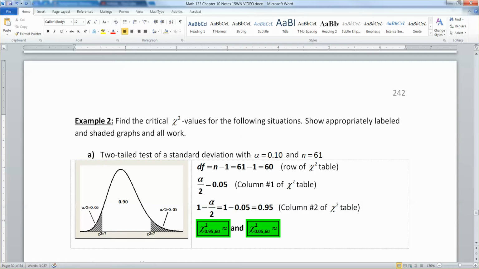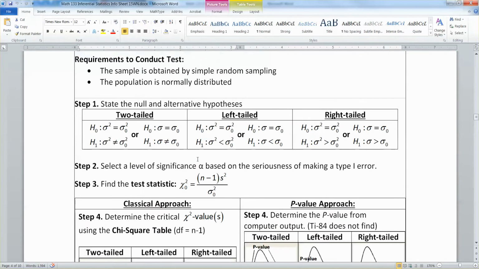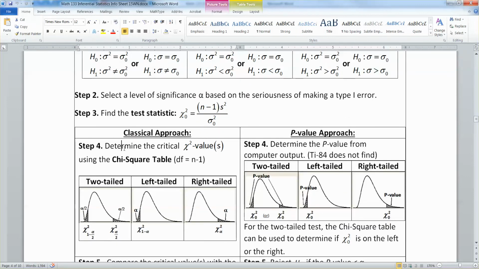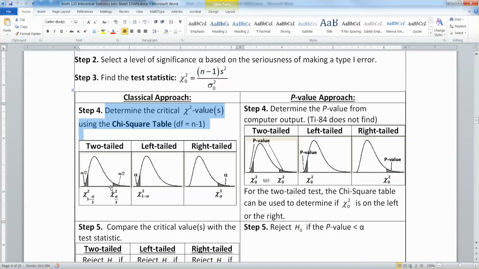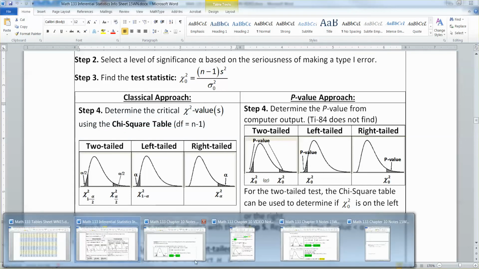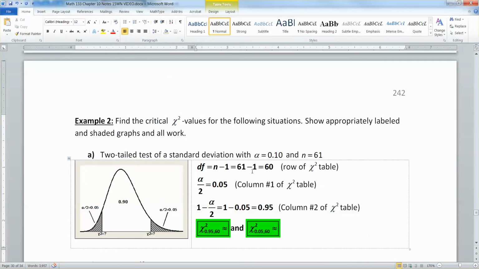Okay, so let's see here. We have a two-tailed test of a standard deviation with alpha equal to 0.10 and n is equal to 61. So for a two-tailed test, let's go look at the inferential statistics sheet for a second. We want to find the critical chi-square values, so we're going to need the chi-square table. A two-tailed test is the most complicated of all of them because you have to have alpha over 2 in each tail, and then alpha over 2 is one of your critical values, and 1 minus alpha over 2 is the other one. So we need to figure out all of that stuff.